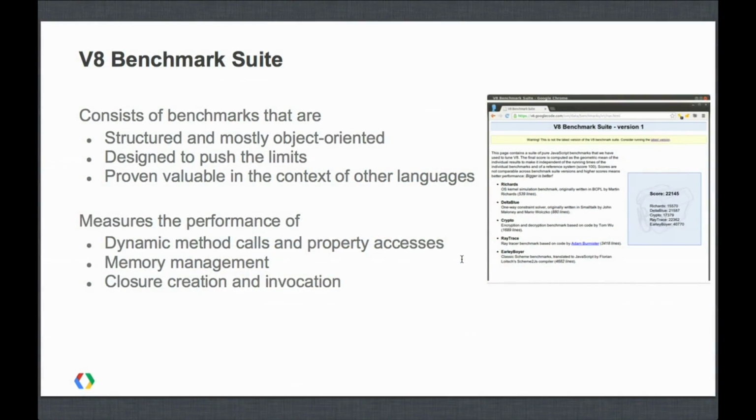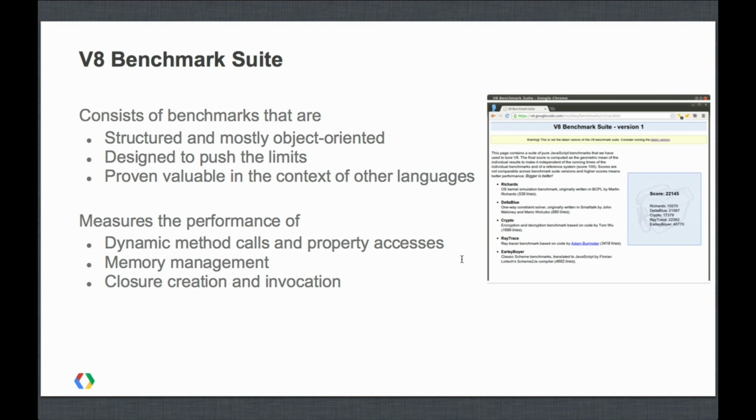So the V8 benchmark suite is a collection of benchmarks that are structured and mostly object-oriented. And they're designed to push the limits of browsers in 2006, but also today. And they're benchmarks that have mostly proven valuable in the context of lots of other languages. So these are benchmarks where we know that if we optimize for them, it will actually make it possible for you guys to write much larger and much more interesting applications. It measures the performance of dynamic method calls and property access. And it also measures the performance of the memory management system, closure creation, and invocation, to a much higher degree than any of the existing benchmarks in 2006.